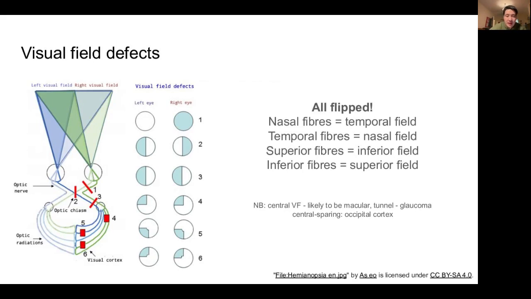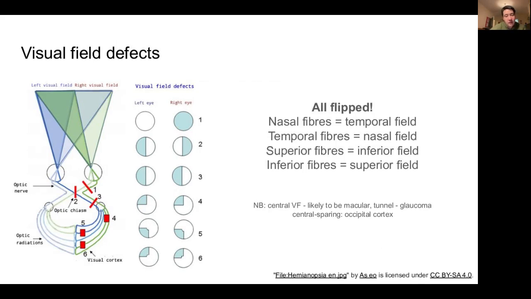The important thing to remember is that everything's flipped. So nasal fibers, they carry the temporal field. So if you're looking at the chart on the left, you'll see that for the right eye, so looking at the green triangles, the darker green is the nasal field, and it translates to temporal fibers.